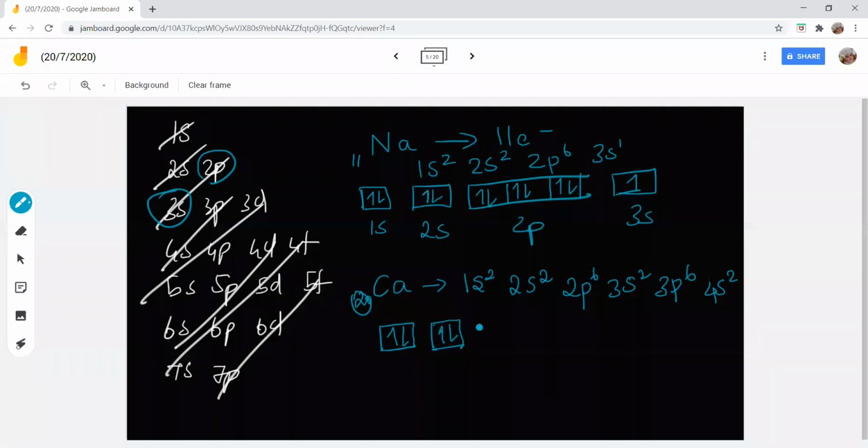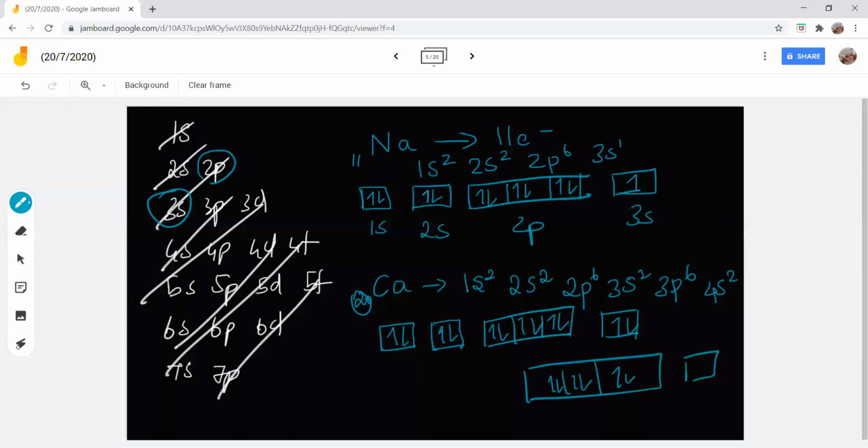Now 2p, how many? 3 boxes with 3 orientations. 3 joined. So 6 electrons: 1, 2, 3, 4, 5, 6. Correct? After 2p, which gets filled? 3s. So 2. Again 3p, 6, and at last 4s2. So now 1s, 2s, 2p, 3s, 3p, 4s. Yes or no? Have you filled these electrons now? Good, very good. Roshni did a very good job.